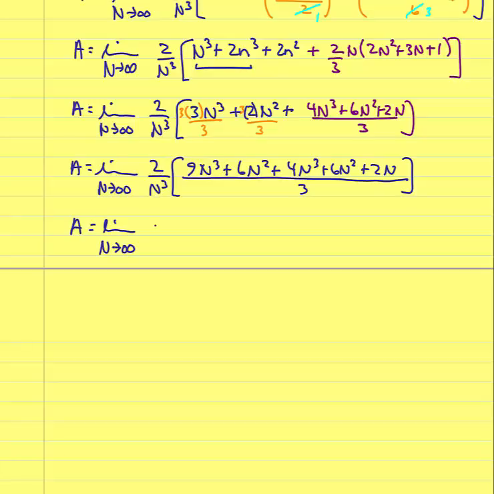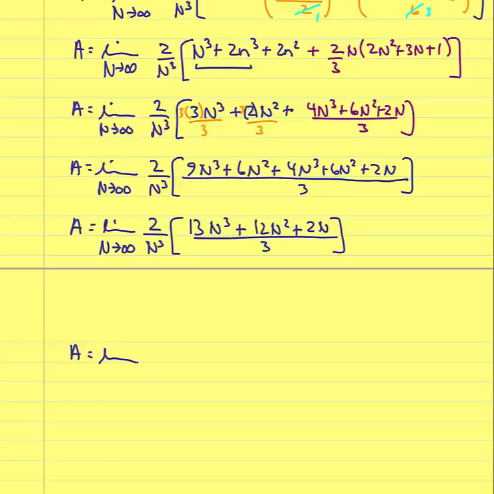Okay, so let's go ahead and simplify. I have 2 over n cubed. I can't cancel those 3's. Combining like terms, I have n cubed plus 4n cubed is 13n cubed plus 12n squared plus 2n. This is all over 3.